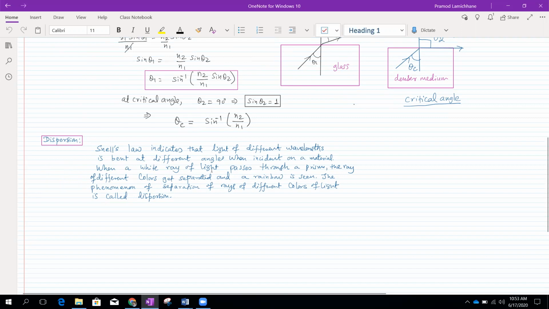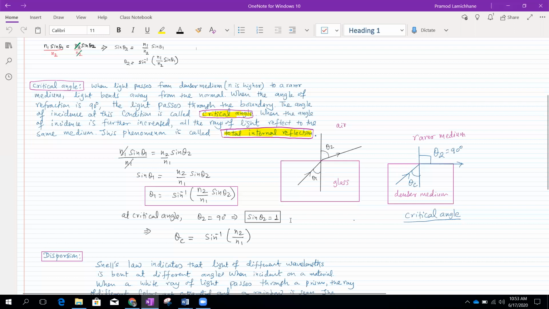So when a white ray of light passes through a prism, the rays of different colors get separated and a rainbow is seen. The phenomenon of separation of rays of different colors of light is called dispersion. If you pass red light, it doesn't get split into different colors because it's just red, a single wavelength. But if you pass white light, it has all 7 different colors of light combined, so they split into the different colors. That kind of thing you will be observing in these lab activities.